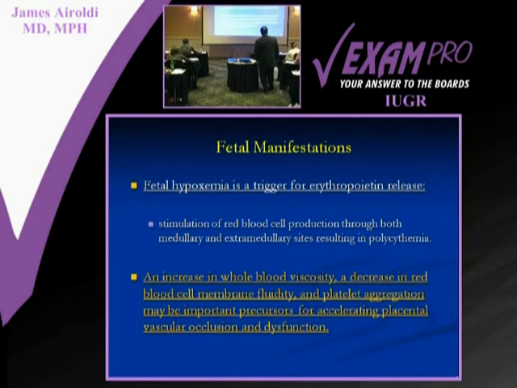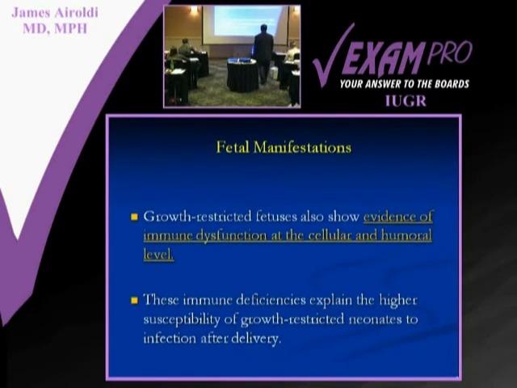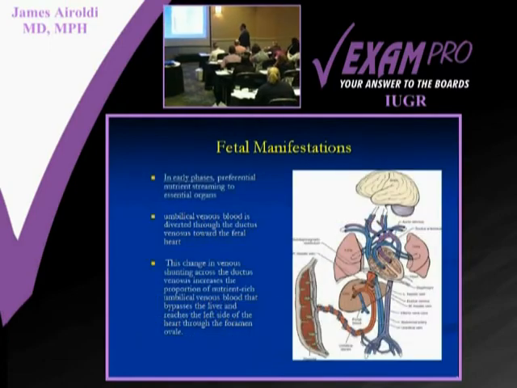Other fetal manifestations: the hypoxemia is a trigger for erythropoietin release, an increase in whole blood viscosity, a decrease in membrane fluidity, and platelet aggregation, which may be important precursors for placental vascular occlusions. So this stuff all comes into play. Immune dysfunction at the cellular and humoral level may explain why these babies are at higher risk of infection after birth.